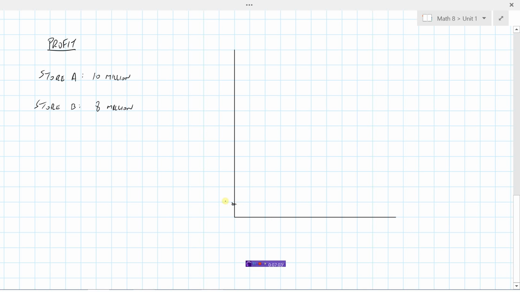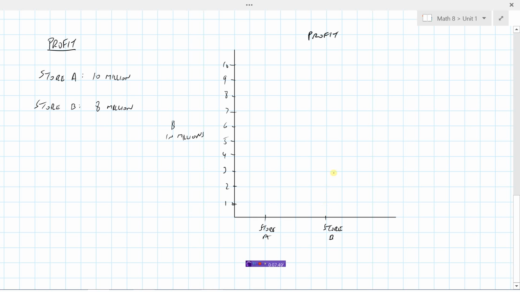So let's go 1 million, 2 million, 3 million, 4 million, 5 million. So instead of chopping this axis off, which we could do as well, and then just start at 8 and go 8, 9, 10, we'll do millions of dollars on this axis. We need a title, so we'll just say profit. And then this would be a good one to do bar graphs because we have two different categories down here. So let's do store A here, and we'll do store B over here.